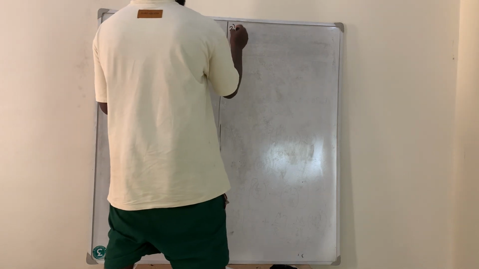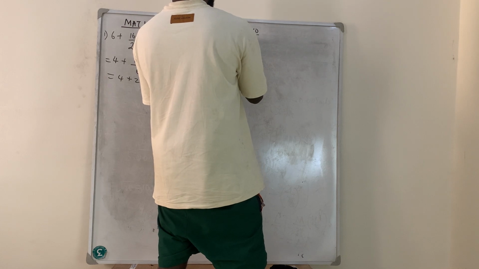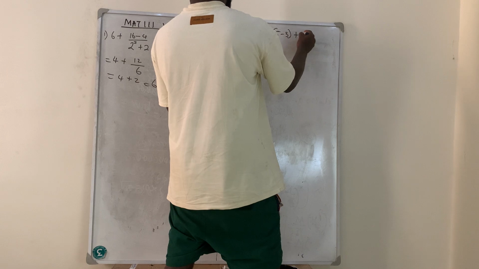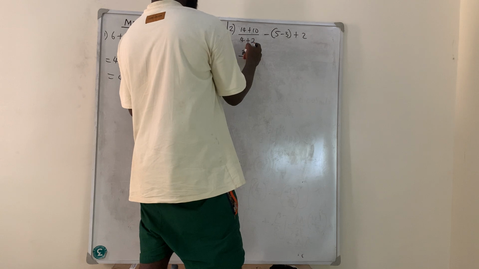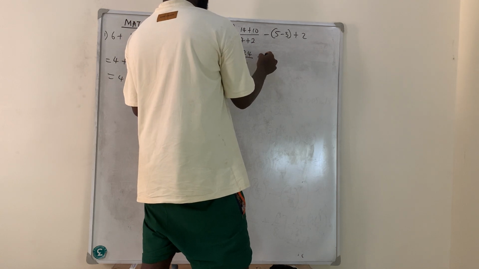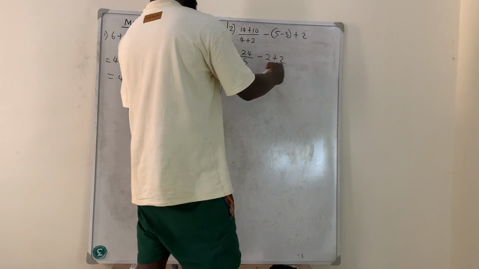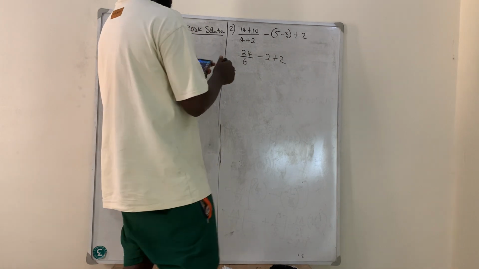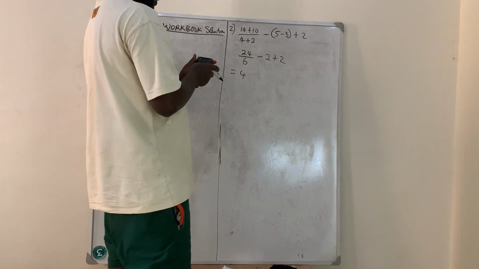So we'll go to question number 2. Question number 2 says 14 plus 10 all over 2 plus 4 plus 2, then minus 2 times 5 minus 3, then plus 2. This is a very simple question. 14 plus 10 gives you 24 over 6, then minus 2 times 2, minus 4 plus 2, and that is gone. So 24 divided by 6 will give you 4, as the final answer there.